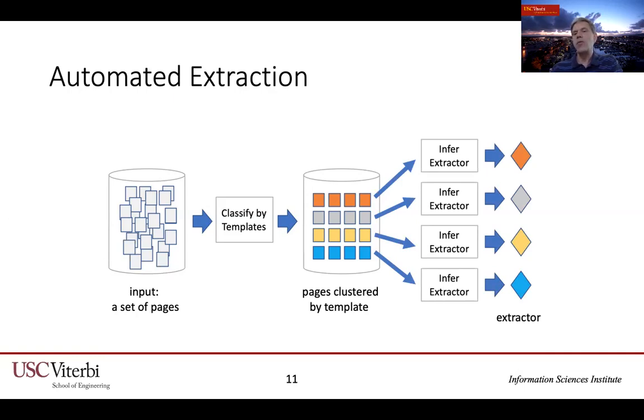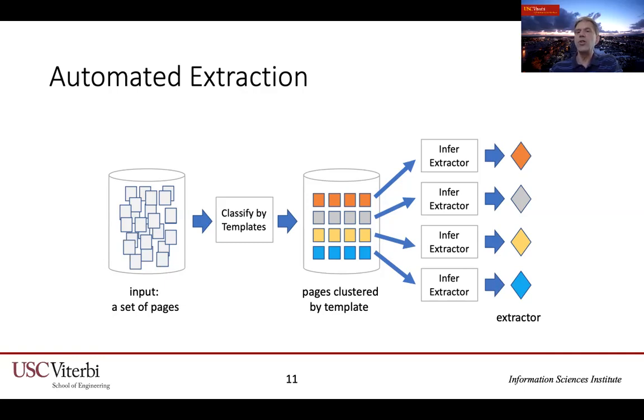Then we can try to infer an extractor from those pages. The idea here is to do something similar, where for each set of pages, we select a subset of those pages. And then what we're looking for is sequences of common terms that occur on every one of those pages, because that's going to be the implicit underlying structure behind the page.